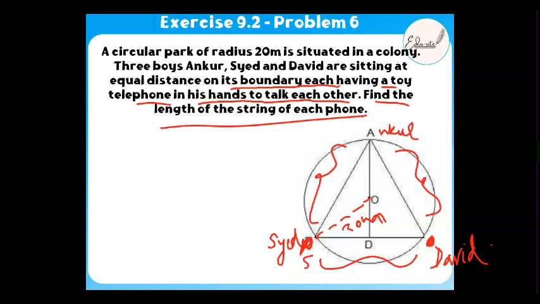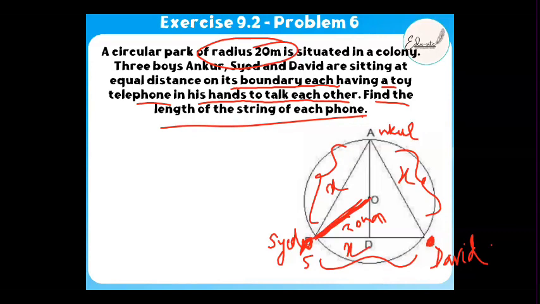So what is given? Only the radius is given. Okay, radius 20 meters given. O to S is given. Okay, beta. It is the only thing that is given. Anything else is not given. So what we are going to find is this one. AS is how much, AD is how much, SD is how much. Let's keep all of this as X. It is same as the previous one.